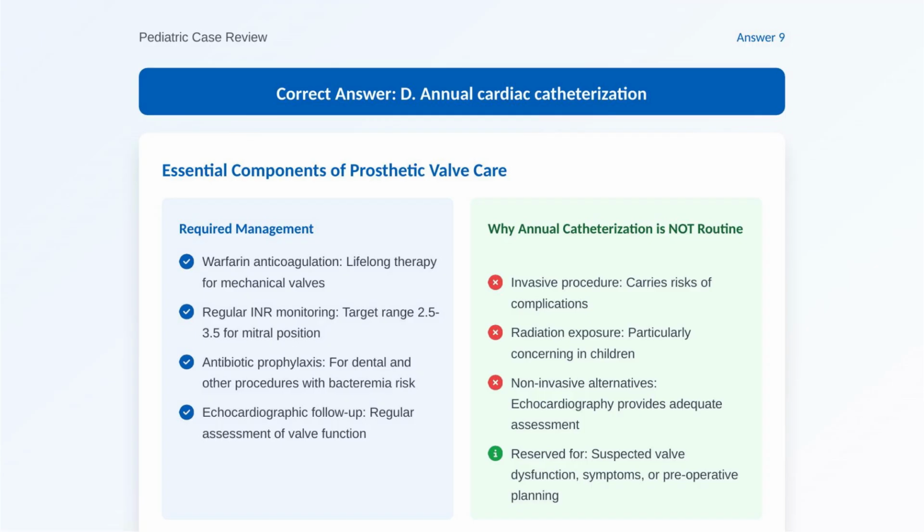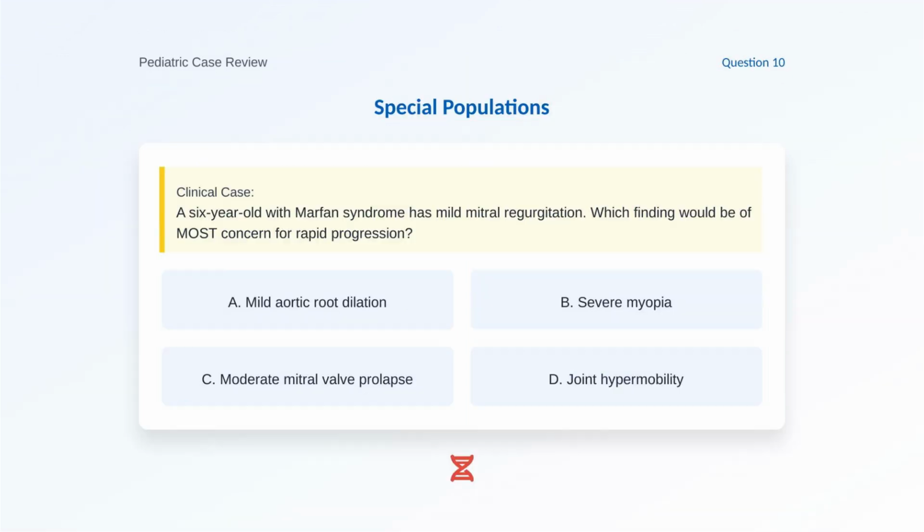Pediatric patients with prosthetic valves face additional challenges, including anticoagulation management with activity restrictions, growth considerations that may necessitate future reoperations, psychosocial impacts related to body image and activity limitations, and the need for structured transition programs to adult care. Question number 10 addresses mitral regurgitation in special populations, specifically focusing on Marfan syndrome.